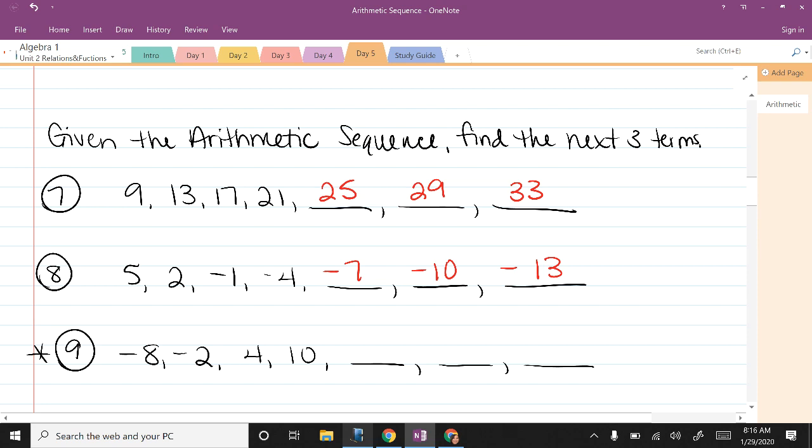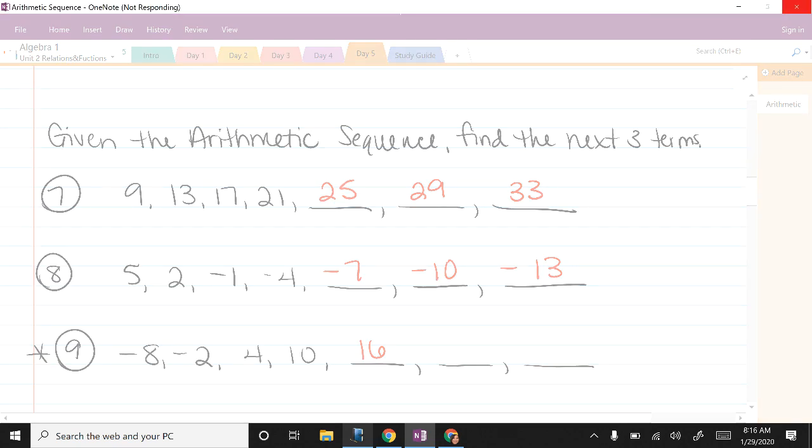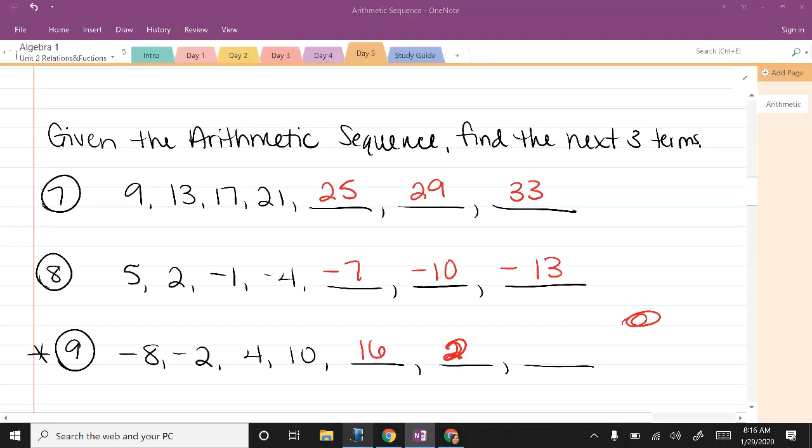All right. -8, -2, +4, 10. What's the common difference? Adding 6. So what's next? And then, oop, it's not writing. There it goes. It was delayed. Uh-oh. I bet my video quit. Something. Or OneNote started working. Somebody else said they had problems yesterday. 22 in the end. 28. Good job.